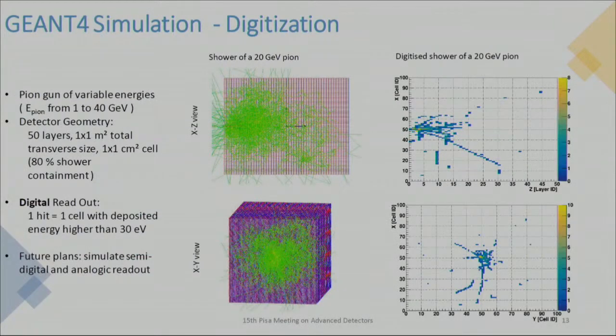So before going to the energy resolution study, I just want to stress the fact that this study has been performed simulating a digital readout. So the active layer has been divided into cells of 1 by 1 centimeter squared, and we defined one hit as one cell where the deposited energy is higher than 30 electron volts. That is more or less the ionization potential of the argon. In this way, the hits all have the same weight, so we do not distinguish between high energy and low energy hits, but it is one of the future plans that we are going to perform.